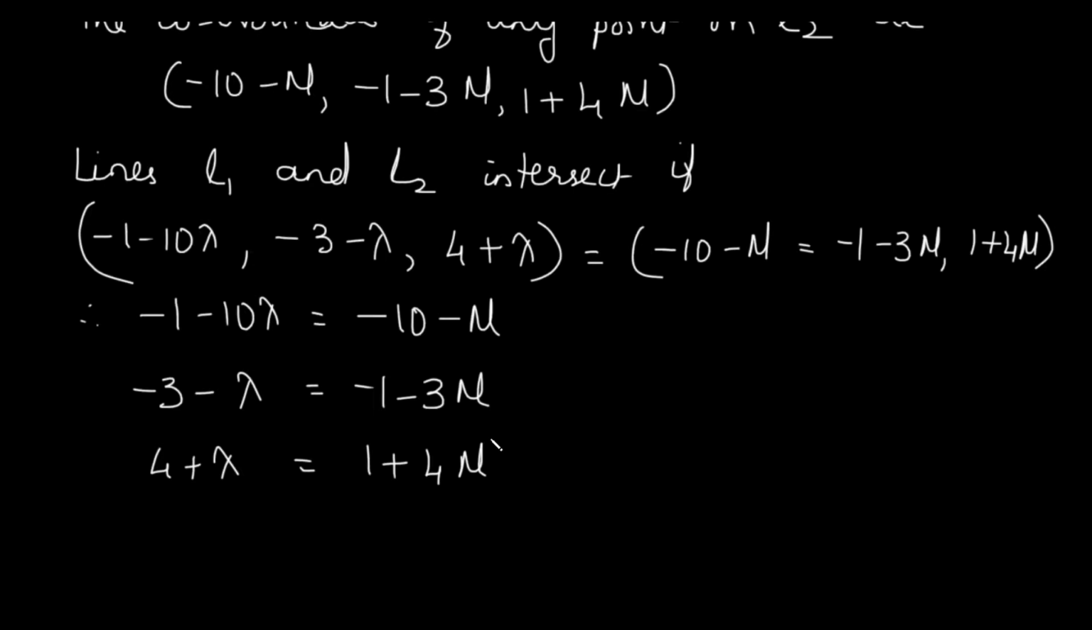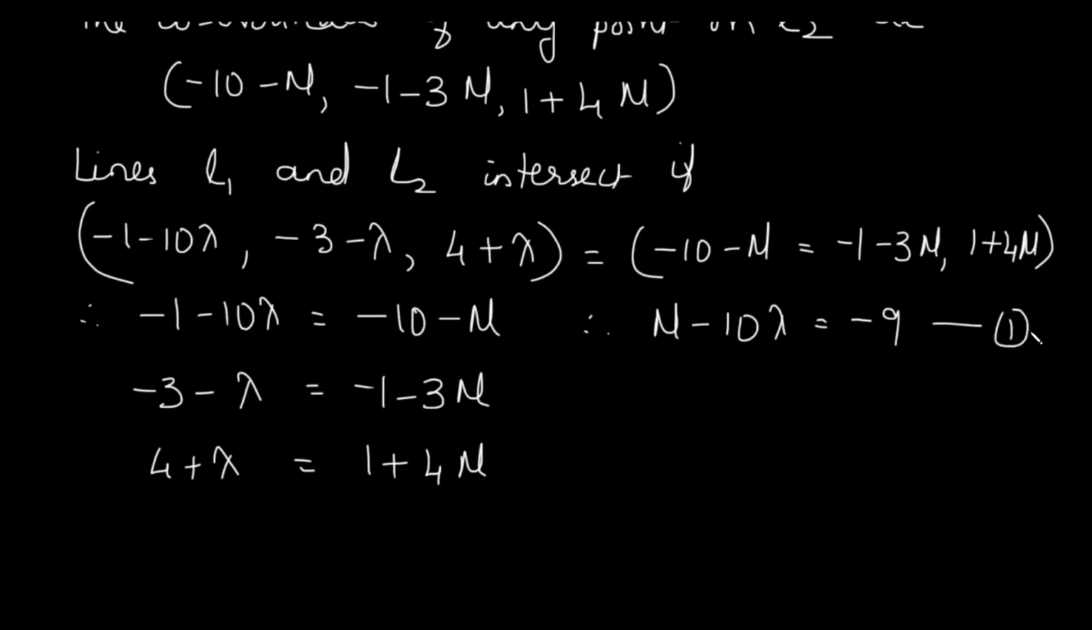Now let us see if this is the case. How to find out whether this is true? What we will do is write any two of these equations together, solve them, and find the values of mu and lambda first. So from this equation, by rearranging the terms, we get mu minus 10 lambda is equal to minus 9.